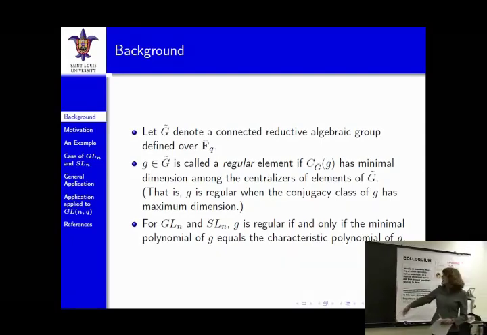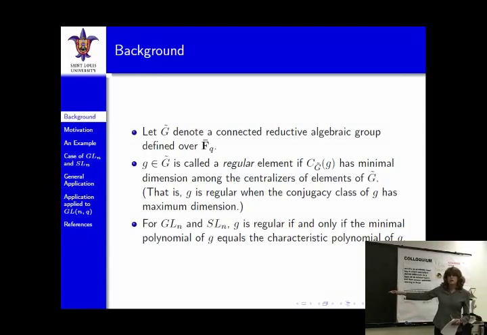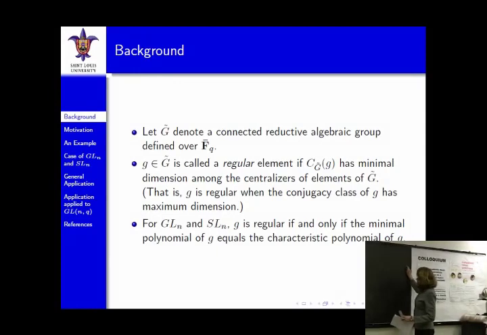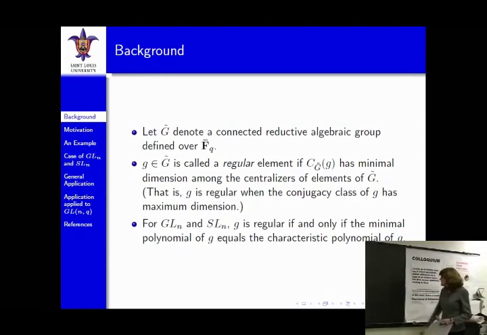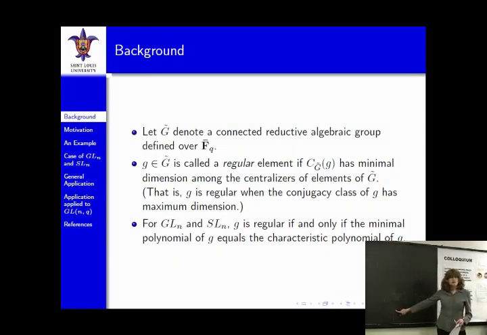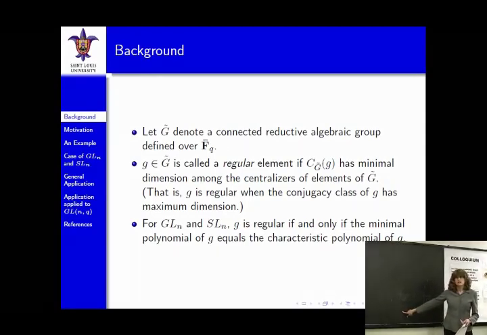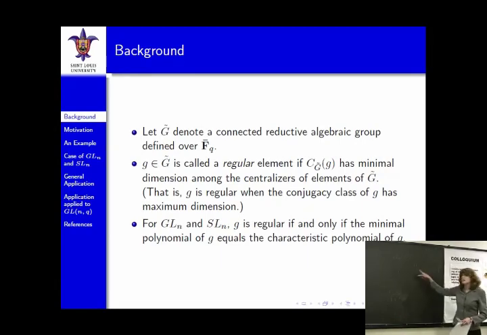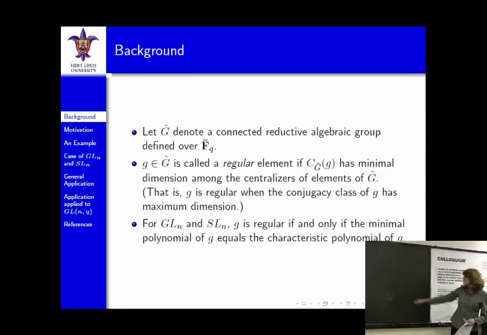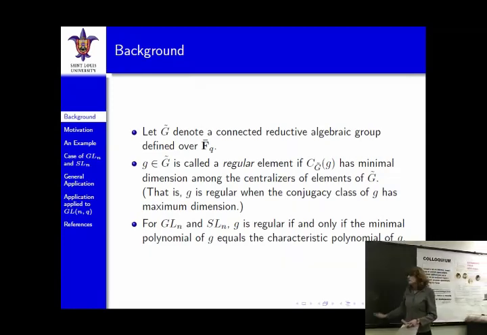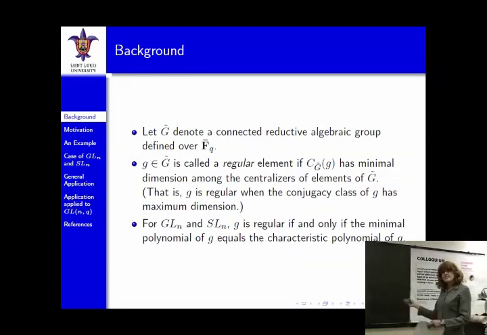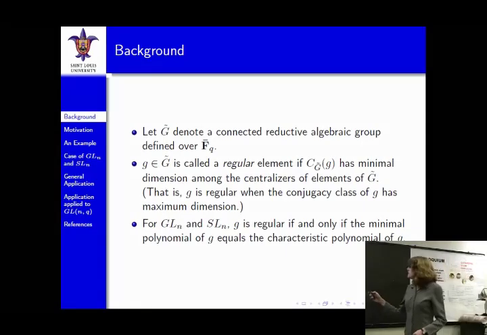They all have the same characteristic polynomial, x minus 1 to the fifth. But this one is the only one that also has minimal polynomial x minus 1 to the fifth. So this conjugacy class is the conjugacy class of regular unipotent elements. Anything conjugate to these is not regular. This is regular. Okay? So that's the example to think of.